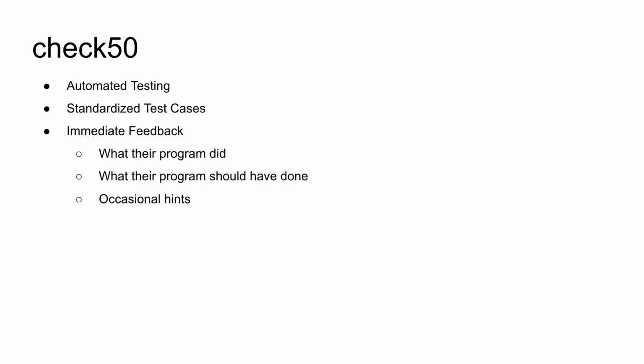So in summary, Check50 provides you an automated way of testing your code. It also provides you a way to standardize test cases. You can also write your own test cases. Students get immediate feedback: what their program did, and what their program should have done. And occasionally, in our CS50 Check50 feedback, we will also provide some hints if a student doesn't pass a particular check. Maybe you forgot to run a number, or maybe your output format doesn't quite match what we are expecting. That is a way to guide students through to finish their problem set, if you will.